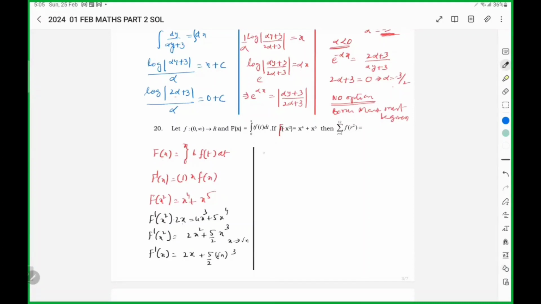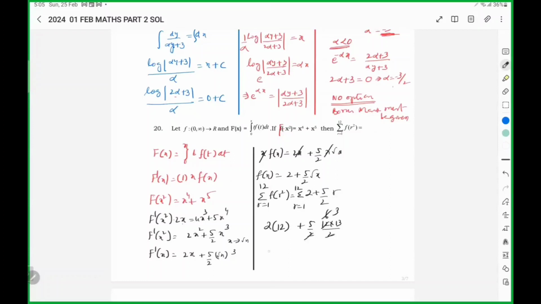So f dash x is x into small f of x, 2x plus 5 by 2 x root x. So f of x is 2 plus 5 by 2 root x. Sigma r from 1 to 12, f of r square will be 2 plus 5 by 2 root r square, which is r. Sigma r from 1 to 12. 2 is a constant, 12 times we have to add. Sum of n natural numbers is 12 into 12 plus 1 by 2. 24 plus 15 into 13, 195, which is 290.